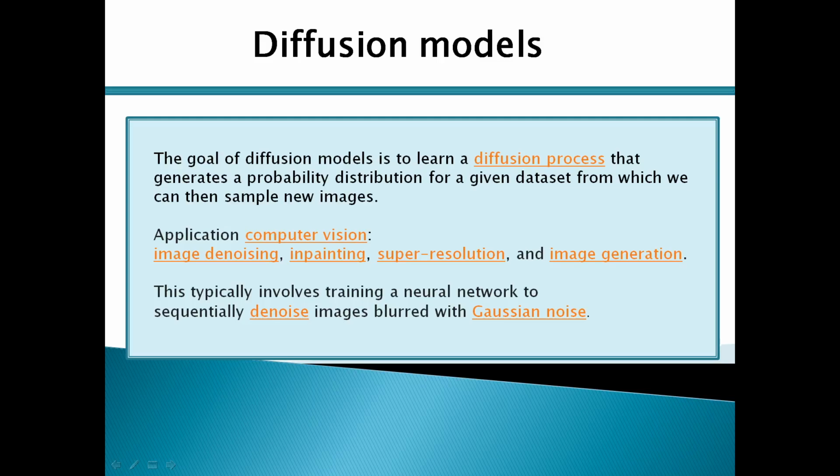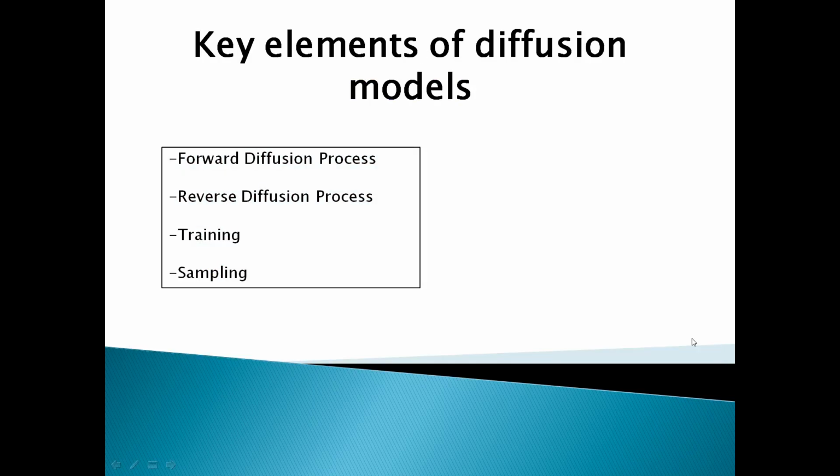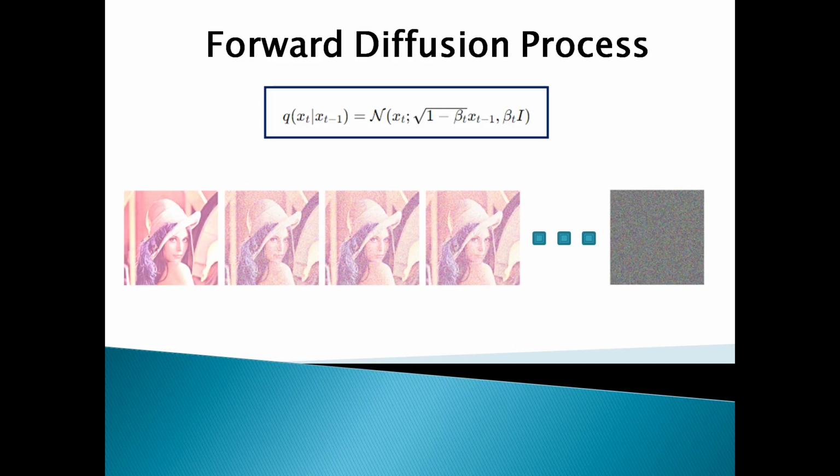The key elements of diffusion models are forward diffusion process, reverse diffusion process, training, and sampling. Let's analyze these concepts one by one. The forward diffusion process is a Markov process where at each step, a small amount of Gaussian noise is added to the data. The goal is to map the original data distribution to a simple, tractable distribution, typically Gaussian noise. This process can be mathematically represented by the reported expression, where x_t is the data at step t, beta_t is the noise variance schedule, and N denotes a normal distribution.